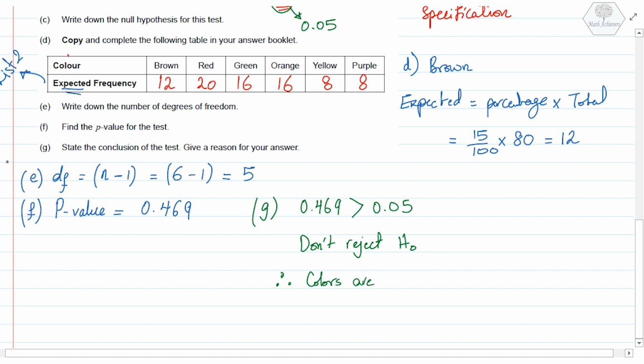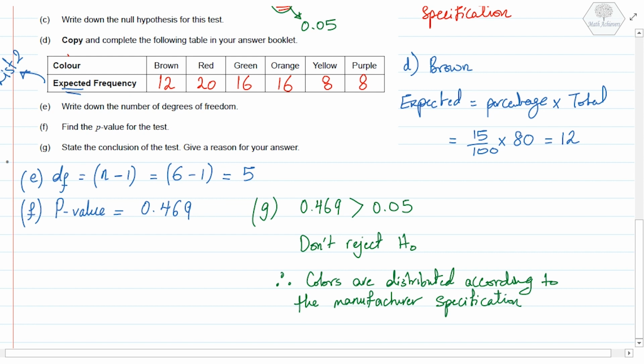are distributed according to the manufacturer specification. By this, we could solve our question.